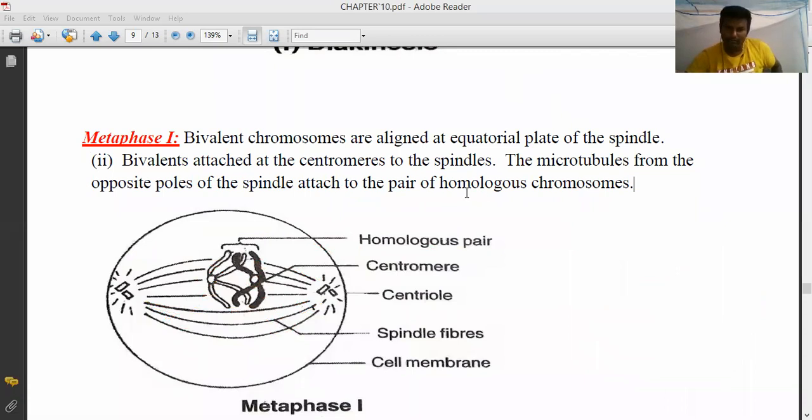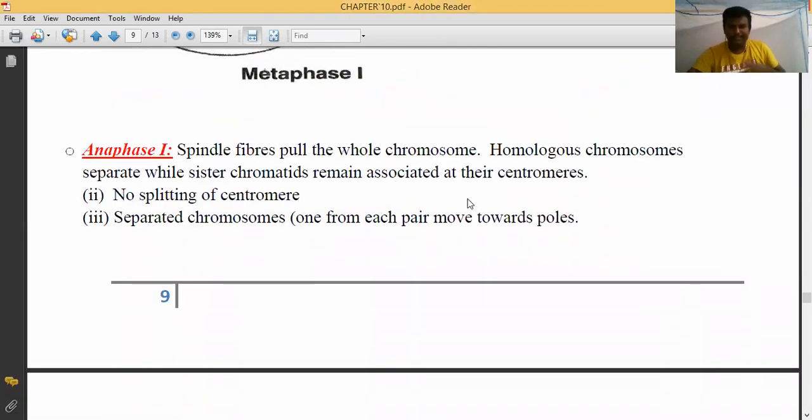Next, anaphase. The next topic is anaphase.